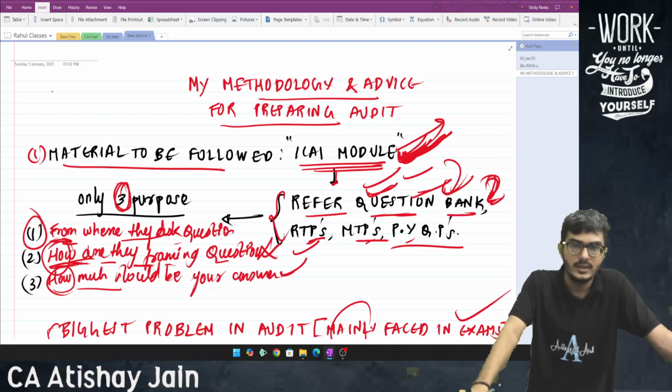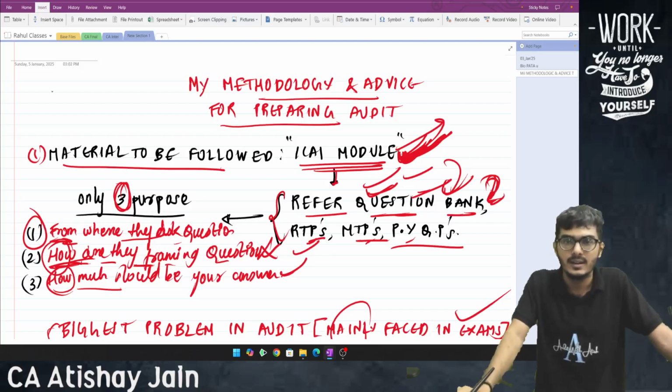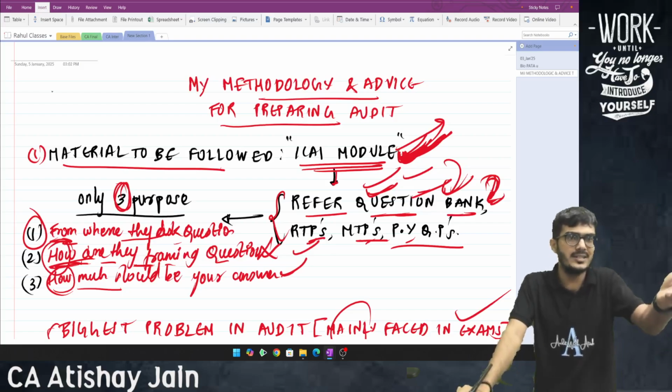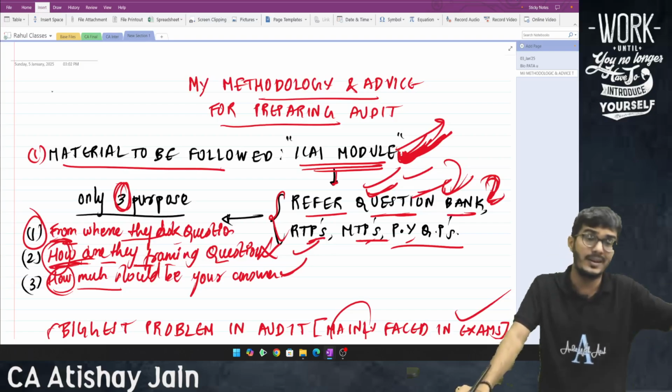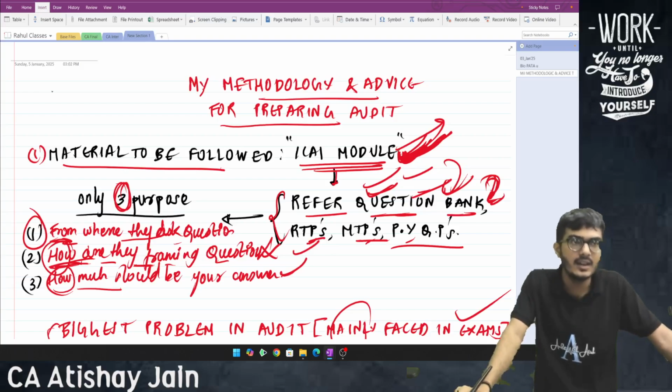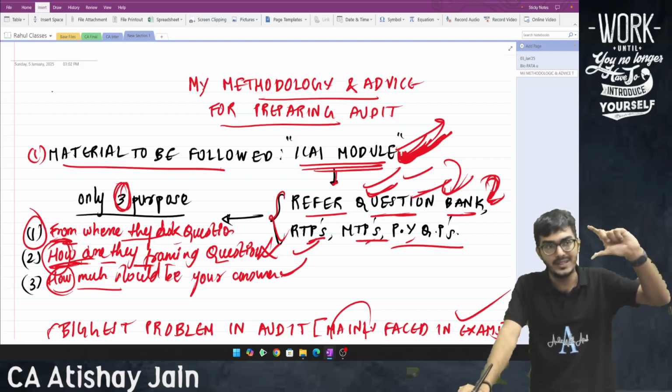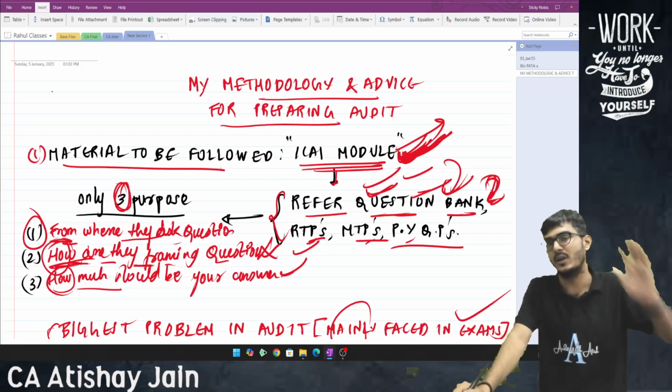And the last one, which students face difficulties in, they lose marks because of this. What is it? How much the size of your answer should be. If it is a 3-mark question, probably it should be some 5-7 points, 5-6 points. If it is a 4-mark question, probably 7-8 points, or probably 9 points. To understand how much the size of your answer should be for a particular question is possible only if you refer to a question bank.